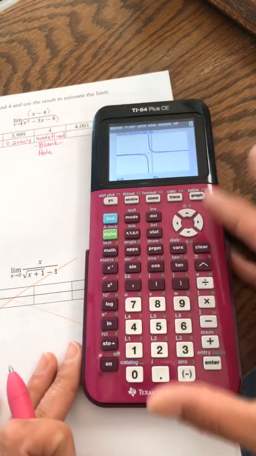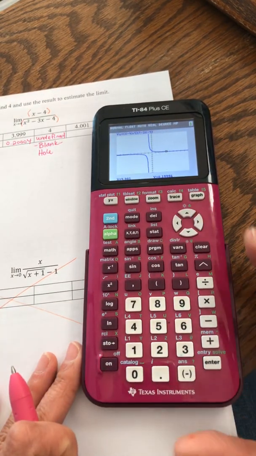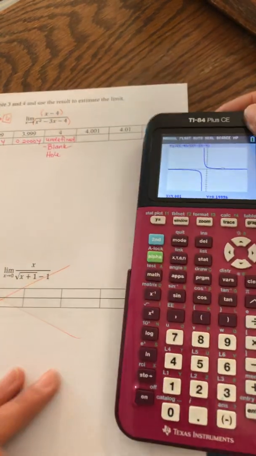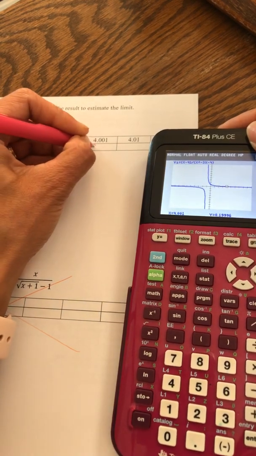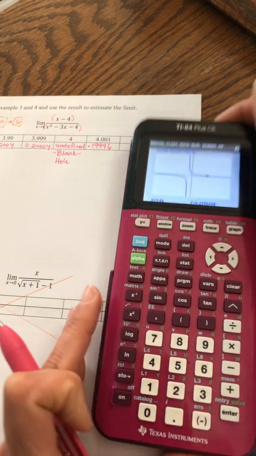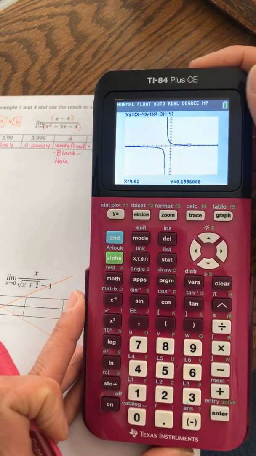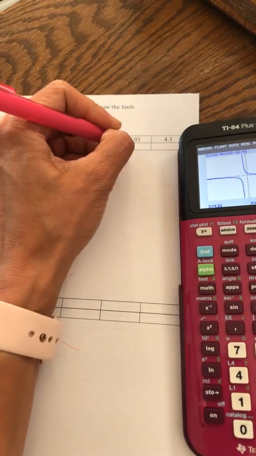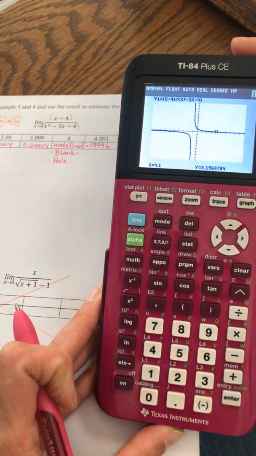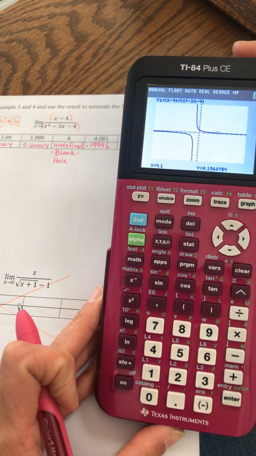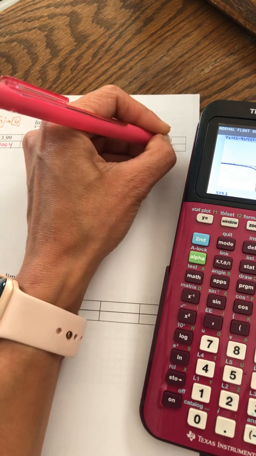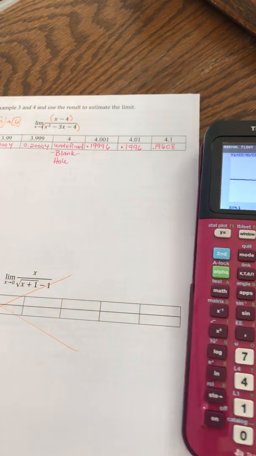Okay, now let's try 4.001. And I get 0.19996. I'll just go ahead and write that. And then 4.01. And I get, I'll just put 0.1996. And then 4.1. And I'll put 0.1961, or actually I'll put 0.19608. I'll round it to that 5th decimal place there.